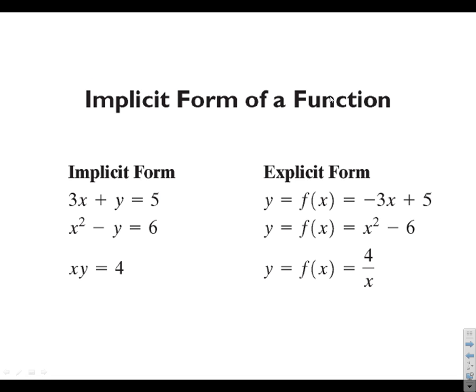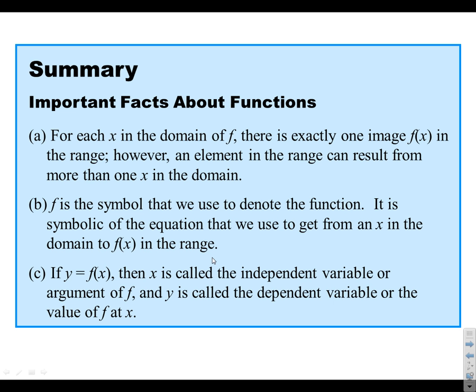Okay, so implicit form of a function is when we have the x and the y on one side. Explicit form is when we have the y on one side all by itself, so that we can write it as f of x. Just a little vocab for you there. And so these are some important facts here. Kind of a summary of what we've already done. For each x in the domain of f, there's exactly one image f of x, right? Exactly one value. F is the symbol that we use to denote the function, and it's going to stand for y. And if y is the f of x, which it will be for our purposes, x is the independent variable, and y is the dependent variable.